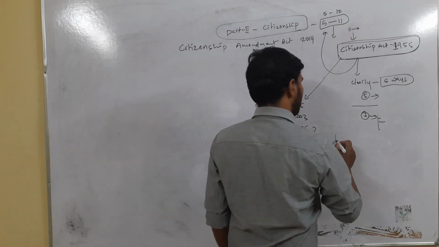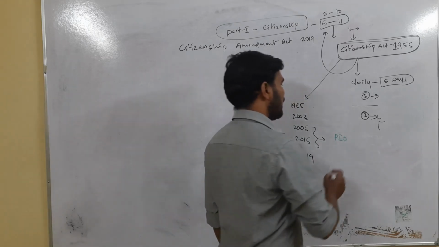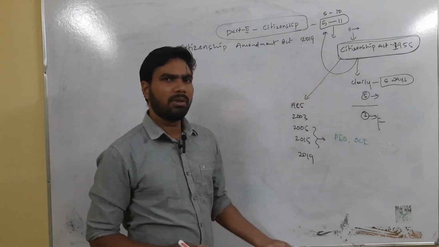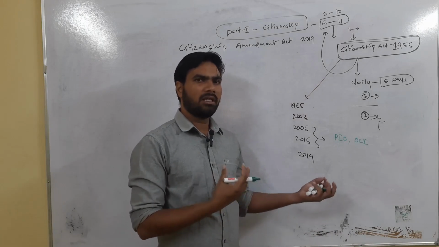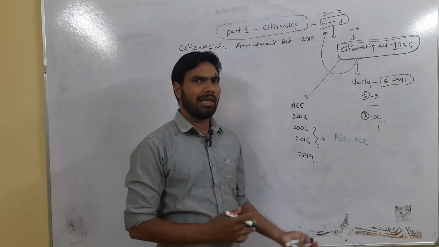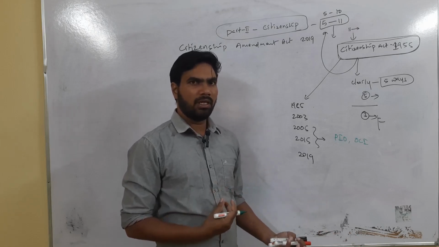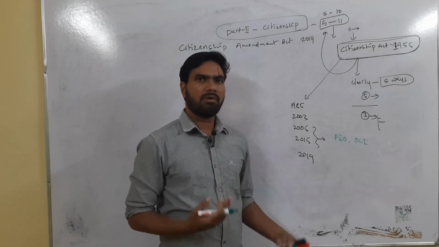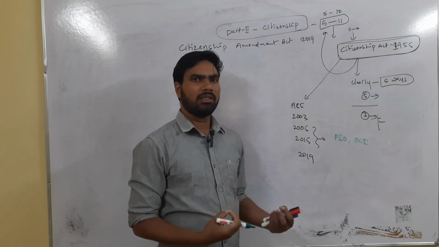people of Indian origin, generally we call them PIOs, and overseas citizens of India. Just remember, these people had some relation with India, or they still have some relation with India. Maybe their parents, their grandparents, etc. lived in India. They were citizens of India. Now they have left the country. They have got the citizenship of another country.